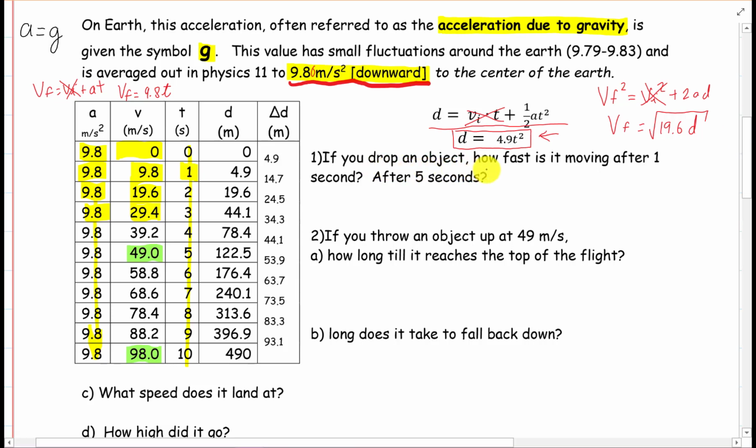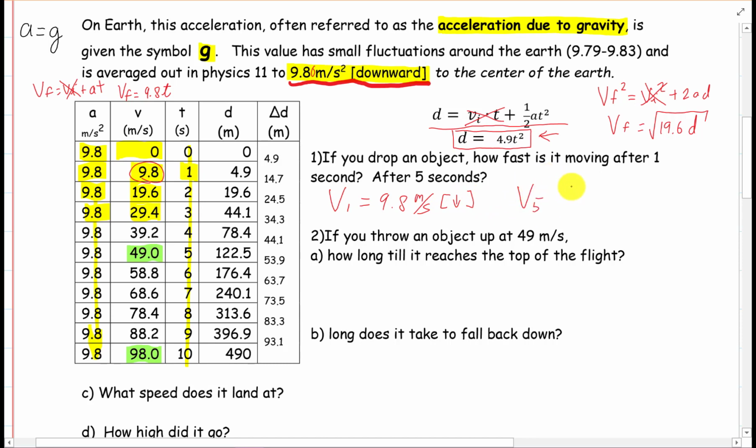If you drop an object, how fast will it be moving after 1 second, after 5 seconds? We're not calculating it here, we're just looking at the chart. After 1 second, the t of 1 second is 1. The v of 1 second is 9.8 meters per second down.